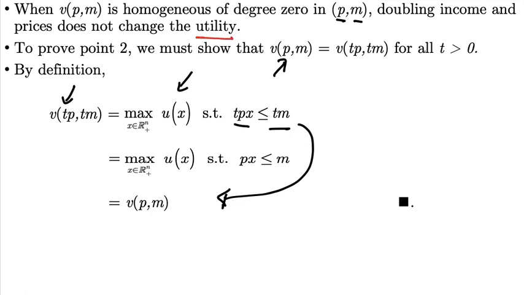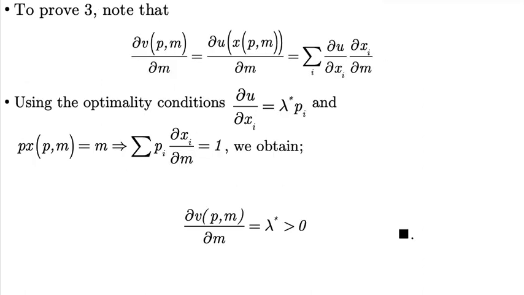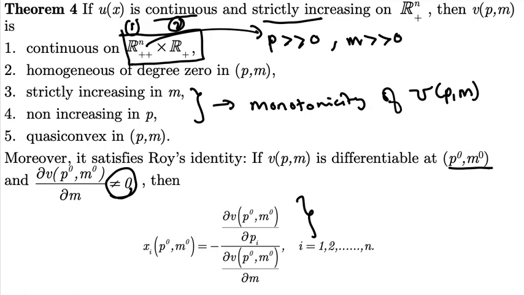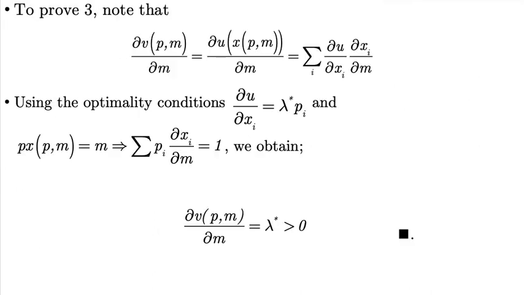All right. Now, let us move to the second part of the theorem. We need to prove number 3 here. What is number 3? Number 3 says the indirect utility function has to be strictly increasing in M. And this is a part of the monotonicity characteristic of the indirect utility function. So how to prove it?